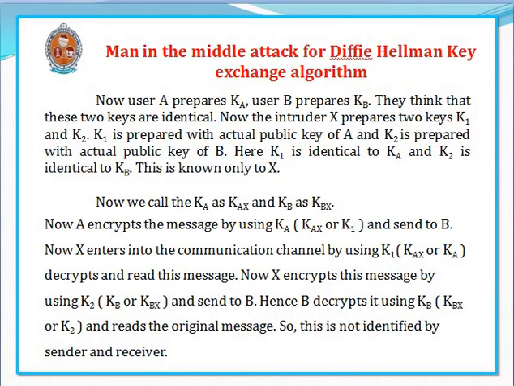Now A encrypts the message using KA or KAX or K1 and sends it to B. Now the intruder X enters the communication channel and decrypts the message by using K1 and reads this message. Now X encrypts the message again by using K2 and sends it to B. Hence B decrypts it by using KB and reads the original message. So this is not identified by both sender and receiver.